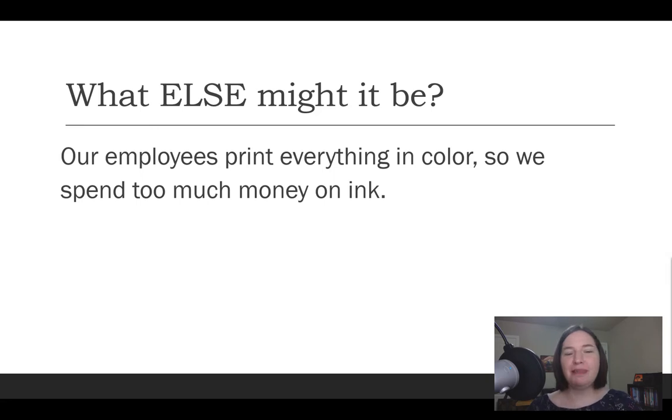Okay, so what I think about with this one, if they print everything in color, the problem might be that the printer's broken and it only prints in color. It might be that they actually need everything to be in color, even though management doesn't realize that. It could mean that they don't know how to turn off the color settings and switch over to black and white. It could be that they just don't care. They're not really worried about expenses in the office.